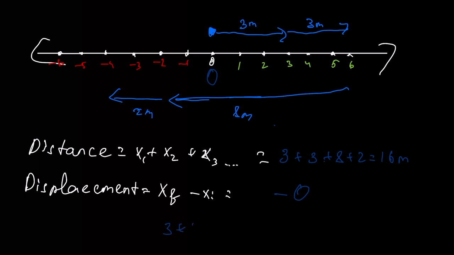3 plus 3 minus 8 minus 2. So that would be, okay, we can know right there, it would be minus 4, and then minus 4 minus 0, that would be minus 4.